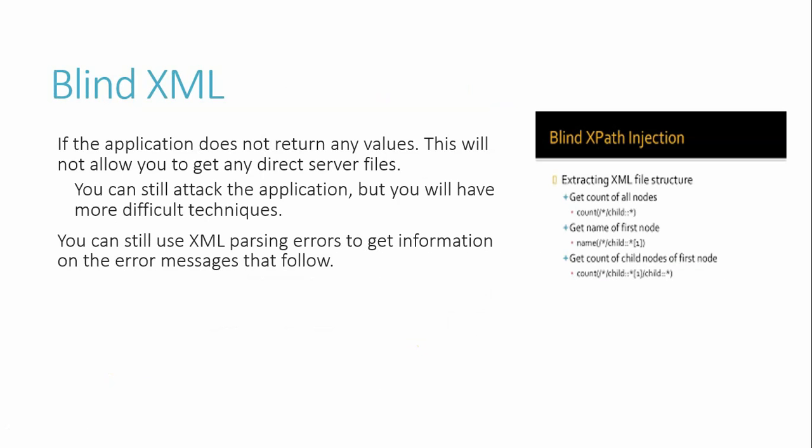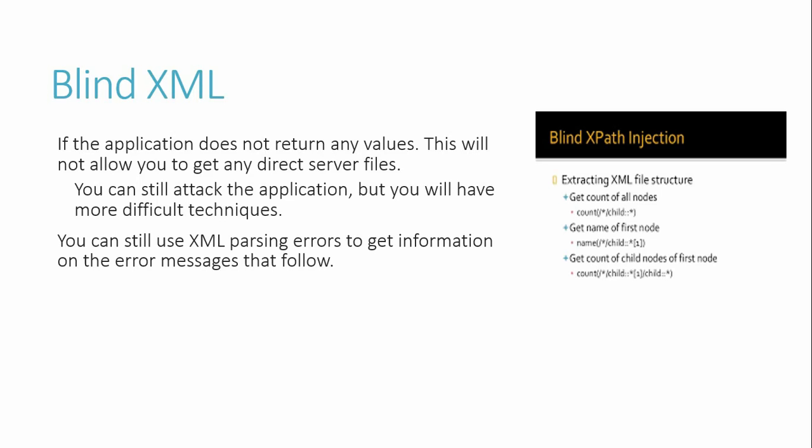Our next one after that is blind XXE. It's actually the application not returning any values. So it really won't give you direct access to the server files, but you can still attack the application. You can use really difficult methods. You can still use XML parsing errors to get information from the error messages that follow. So usually what happens is you're sending it information, and once it doesn't understand how to process it, it's like that really bad way of destroying a program, as we've done before on the application we've done previously.